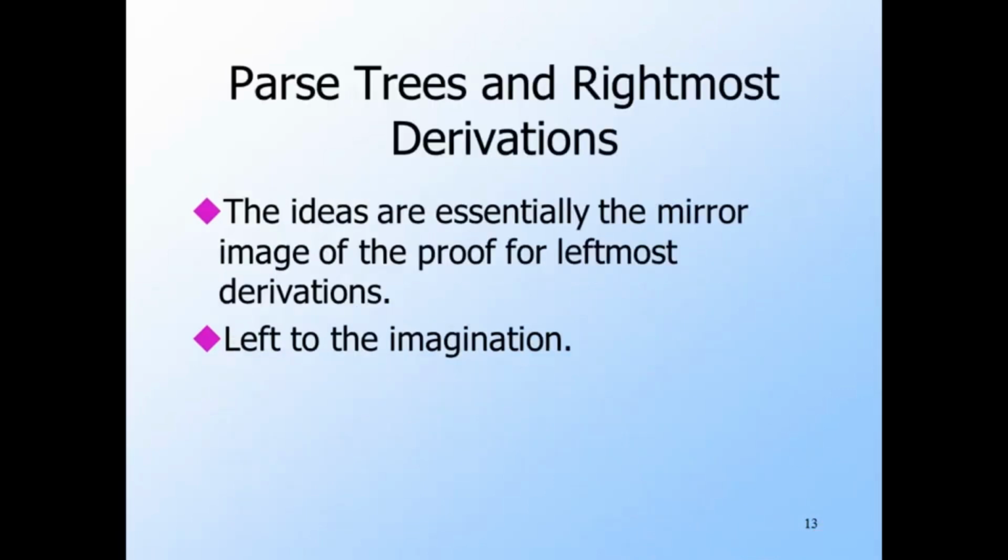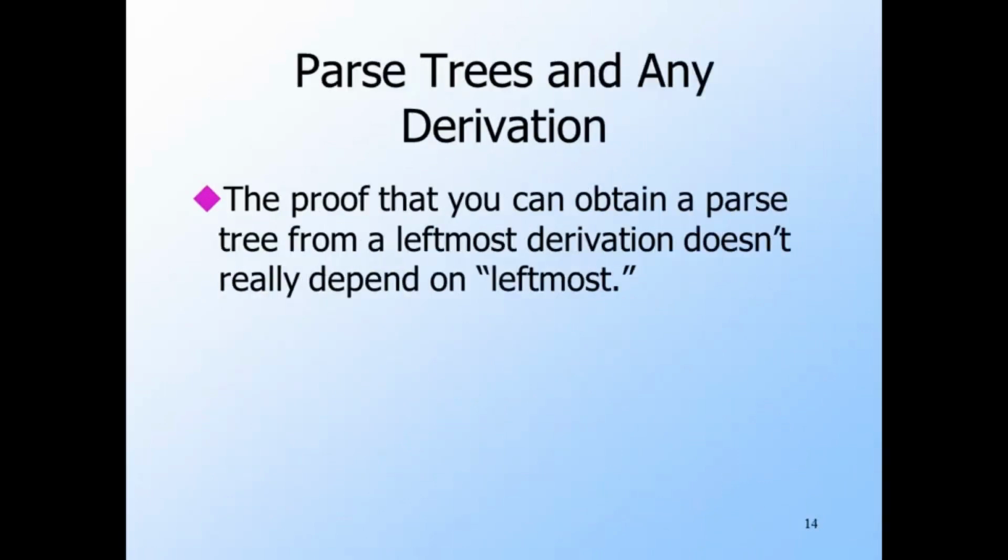It is also true that if there is a rightmost derivation of w from A, then there's a parse tree with root A and yield w, and conversely. But we're not going to prove that part. The proofs are essentially the same as what we have seen. And in fact, any derivation, even one that isn't leftmost or rightmost, of a terminal string w from variable A implies that there is a parse tree with root A and yield w.